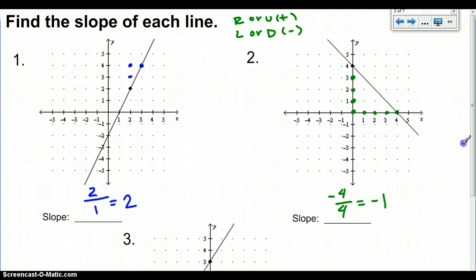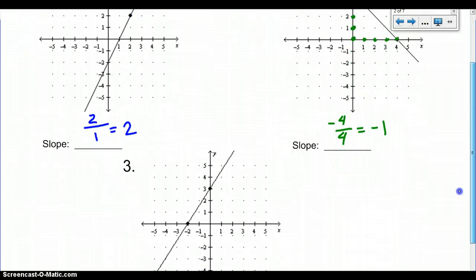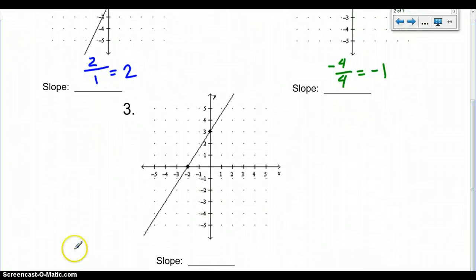I want you guys to try to do number 3 on your own, so pause it, and then we'll come back and make sure we have the same answer. Okay, I'm back, and you can see what I did. For our rise, we went up 3, and then for our run, we went over 2, so our slope is 3 over 2. Don't change this into a decimal, because when you do slope, you want it in a fraction, so you could go up and down or right and left.